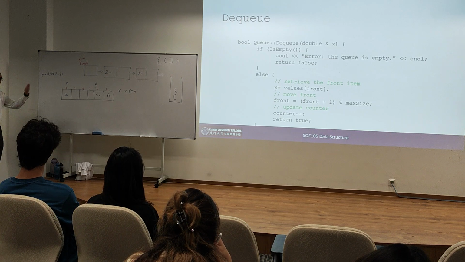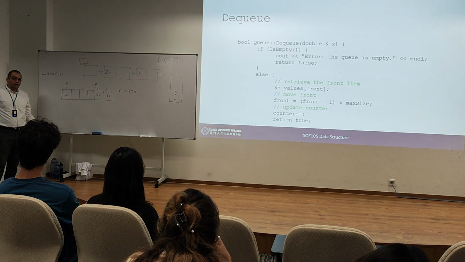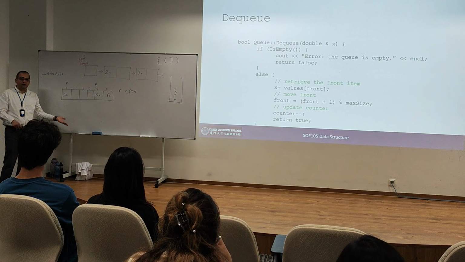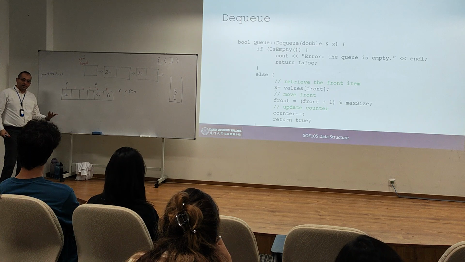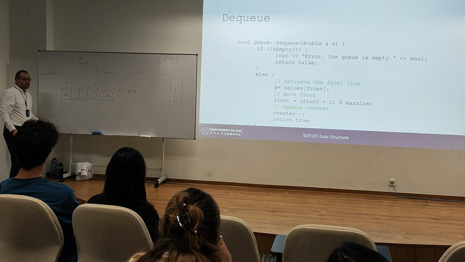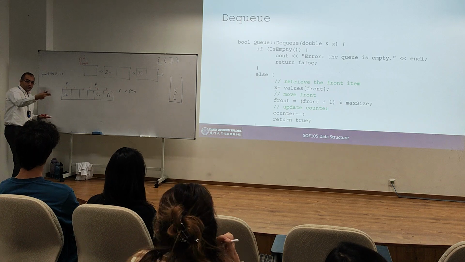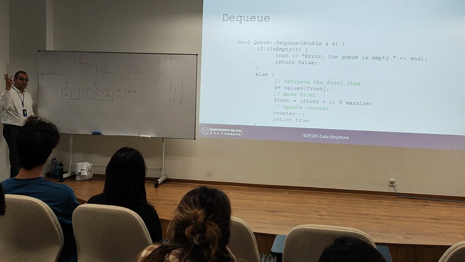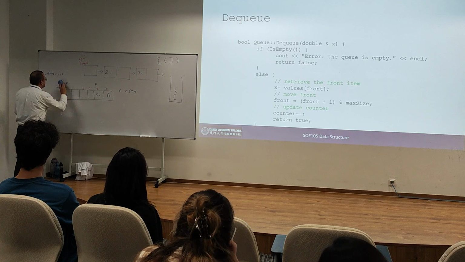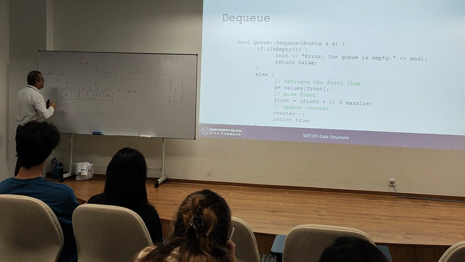Why do you start from front to counter? Counter is counting how many elements you have in the queue, correct? Why start from front to counter? Why not from 0 to counter? Yes. Correct? Because I'm printing how many elements? 3 elements. So my counter is now 3. So from 0 to 3, I have how many elements? 3. So I equal to what at the beginning? I equals 0.